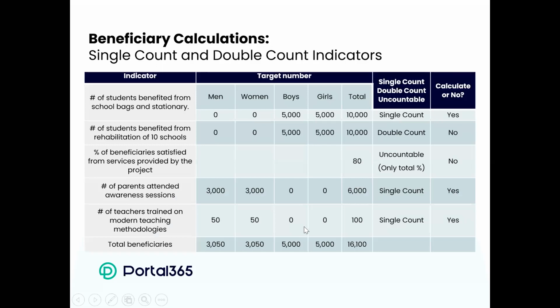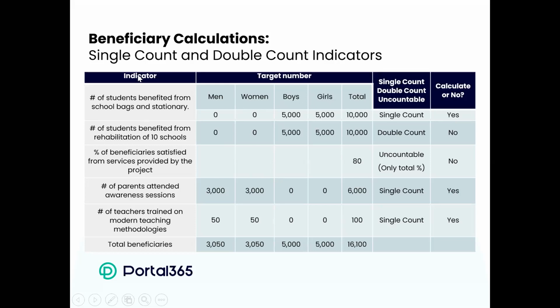So for example, let's say that we have 5 indicators. How many total beneficiaries are there within the project? These are the indicators, and these are the targets. And then we have this table, which we usually keep in an Excel sheet. We call it the beneficiary calculation sheet.